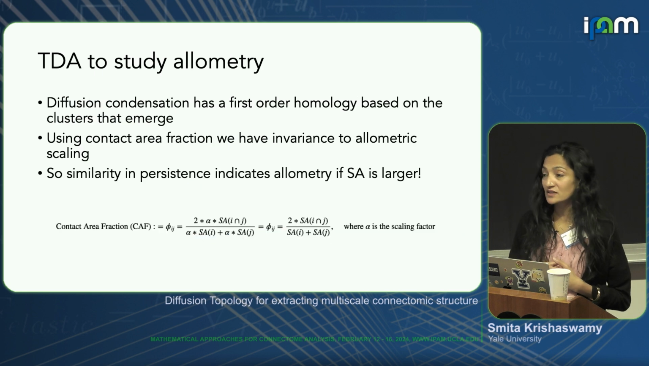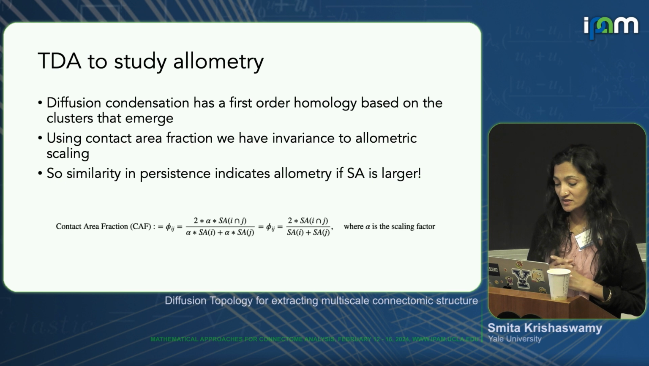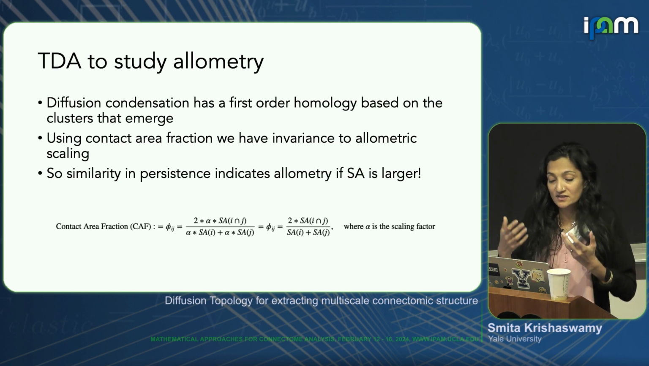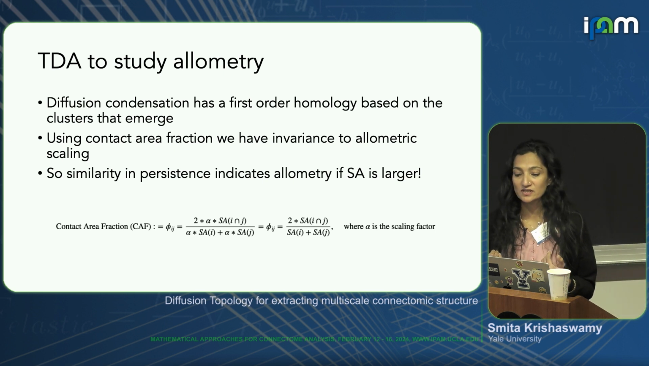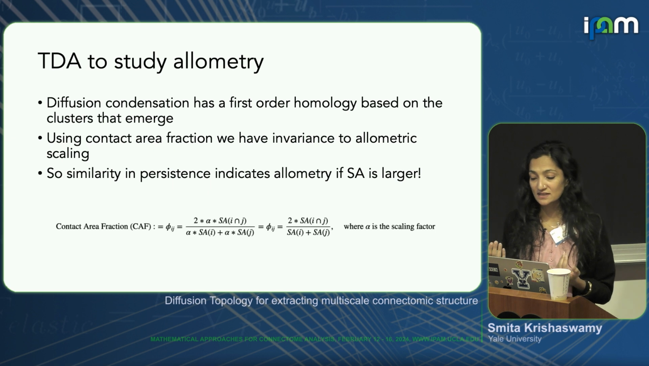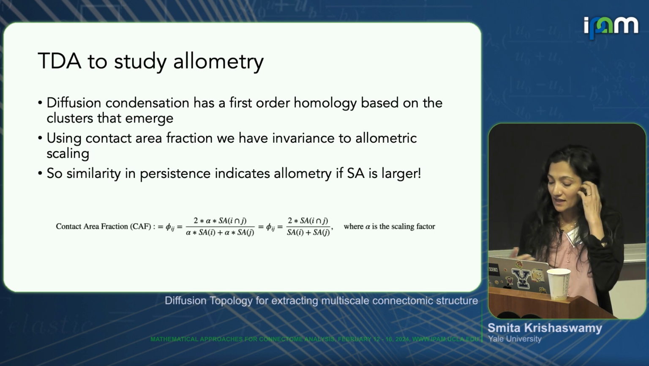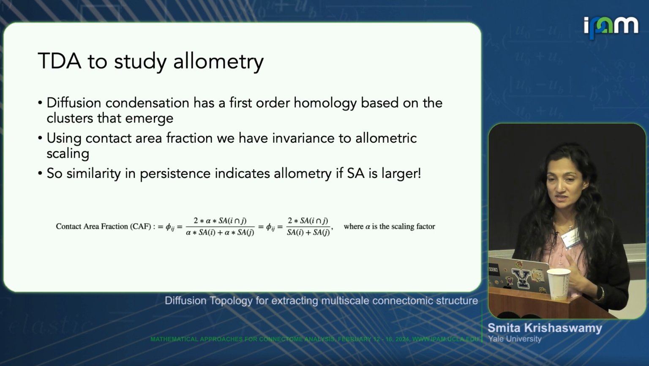So we sought again to use TDA to study allometry here. So diffusion condensation has a first-order homology based on the clusters that emerge. But by using the contact area fraction, it turns out that these persistence diagrams are invariant to allometric scaling. And that's because if you just had surface area that's twice as large, it would just cancel out here. And so the scaling factor doesn't really matter.